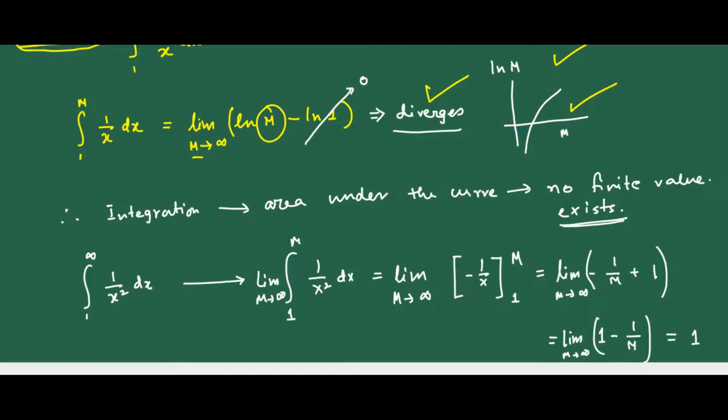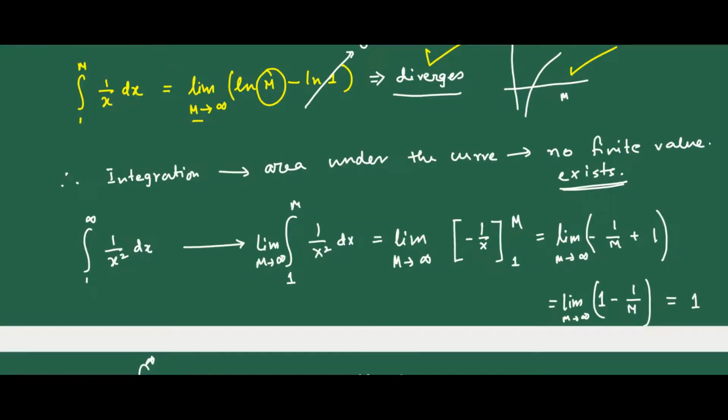Now I'm making a faster rate of decay of the function f(x), that means 1 over x squared. What happens to that function? The integral from 1 to infinity of 1 over x squared dx. And the recipe is the same: limit m tends to infinity of the integral from 1 to m of 1 over x squared dx.